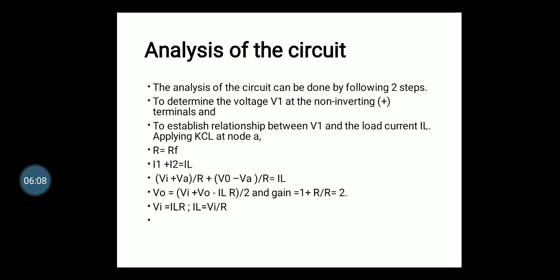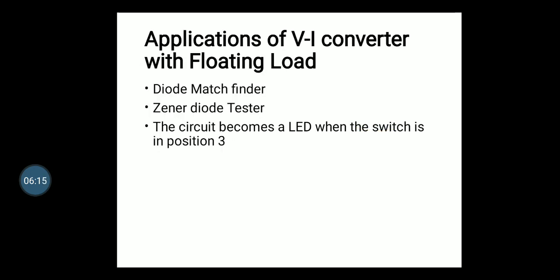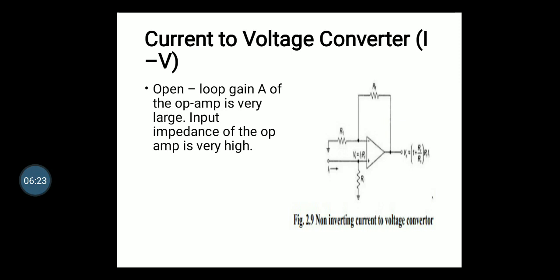Hence it can be used in applications like low voltage DC and AC voltmeters, LED and Zener diode testers, and diode match finders. The circuit becomes an LED tester when the switch is in position 3. Next, the current to voltage converter, which is also called a trans-resistance amplifier.